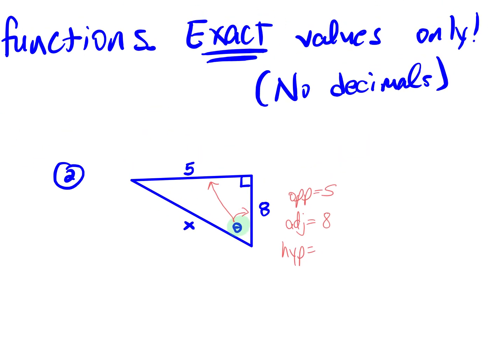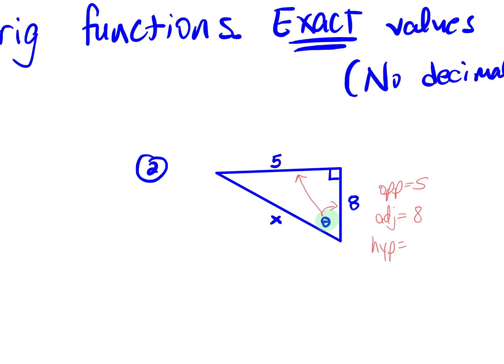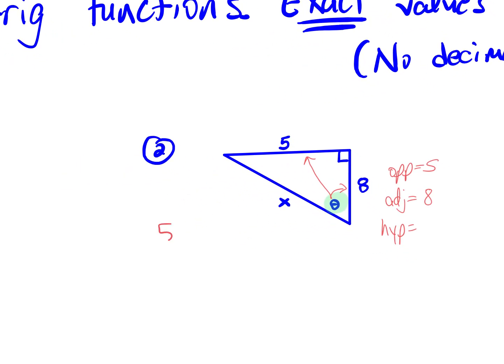All right, and it says exact values. That means no what? No decimals. So this is your C value. So I'm going to go ahead and say 5 squared plus 8 squared equals x squared. Could I have said 8 squared plus 5 squared? Yes, same thing. But I have 25 plus 64 equals x squared. What's 25 and 64?